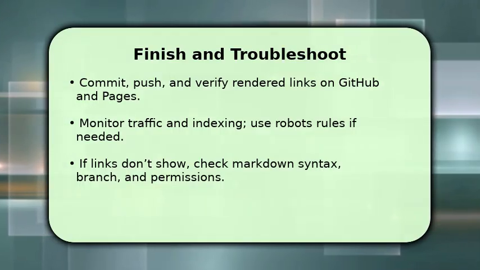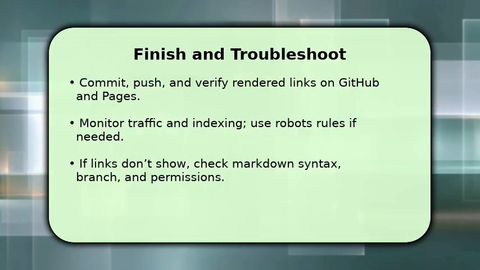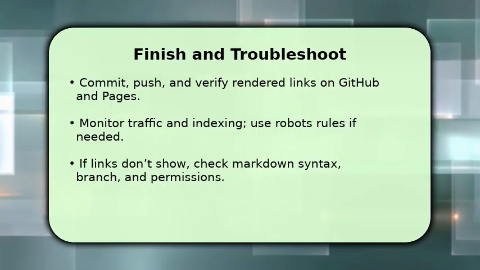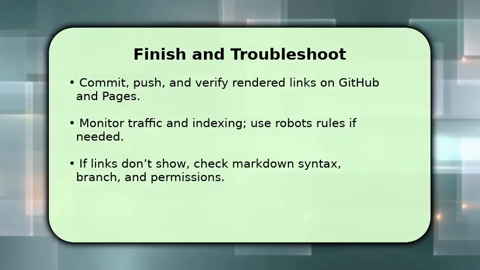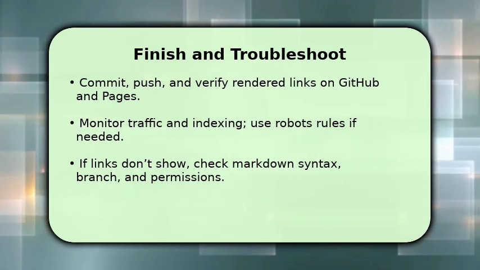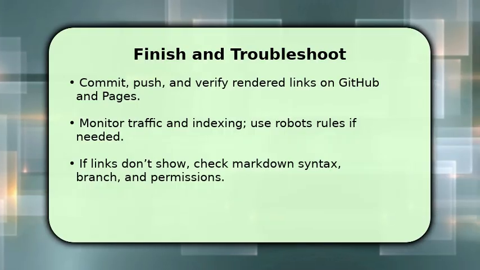If something breaks, inspect Markdown syntax, the branch you published, and file paths. Wrong branch or a missing file is a common culprit. If permissions hide content, make the repo public or adjust collaborators. For persistent issues, revert recent commits and reapply changes step by step.